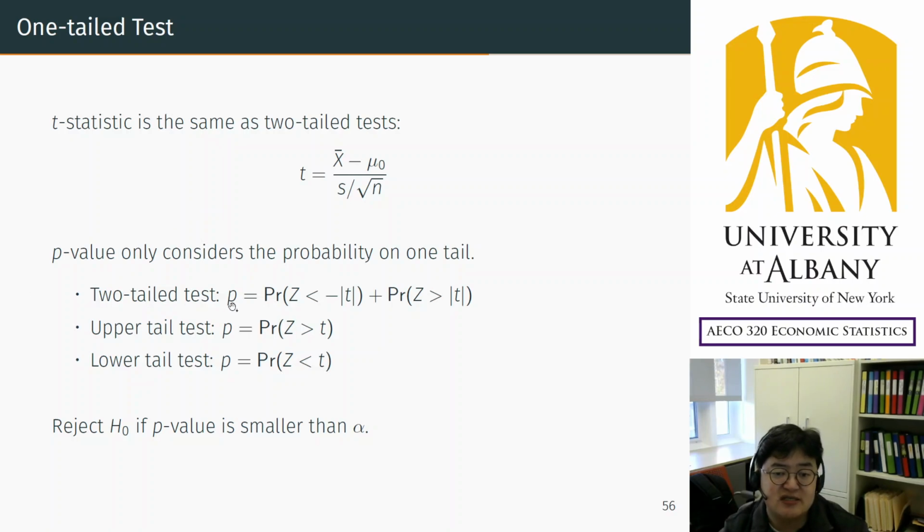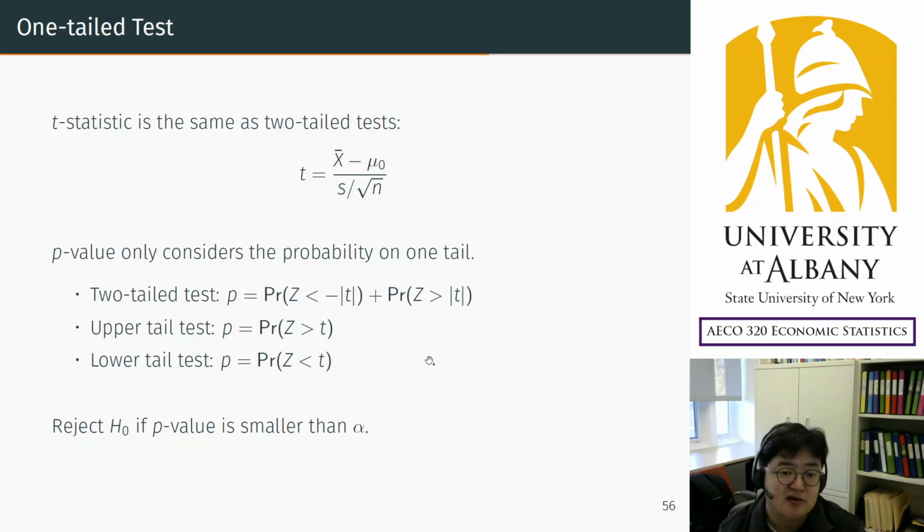But the two-tailed test has both sides: lower than minus t-stat, and greater than plus t-stat. But now, the upper tail test only includes the upper tail probability. The lower tail test includes only the lower tail probability. Okay? So it is much easier, and exactly half of the two-tail test p-value. But the decision rule is the same. The null hypothesis is rejected if the p-value is smaller than alpha.